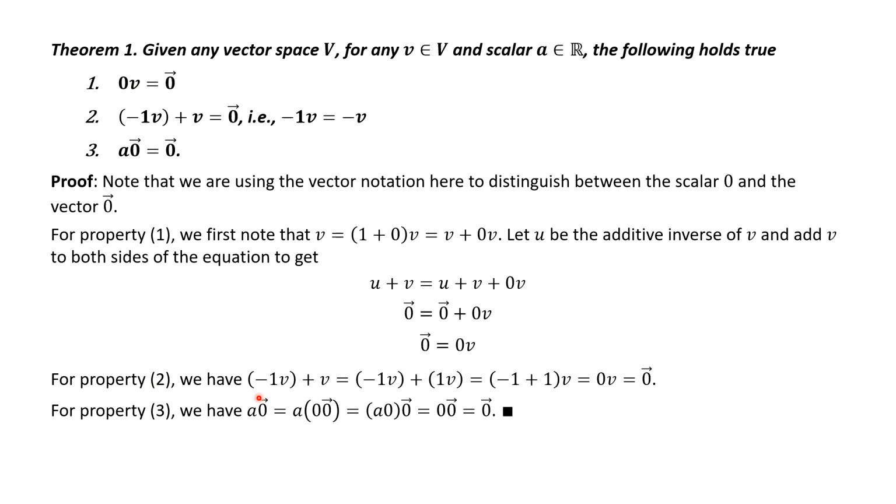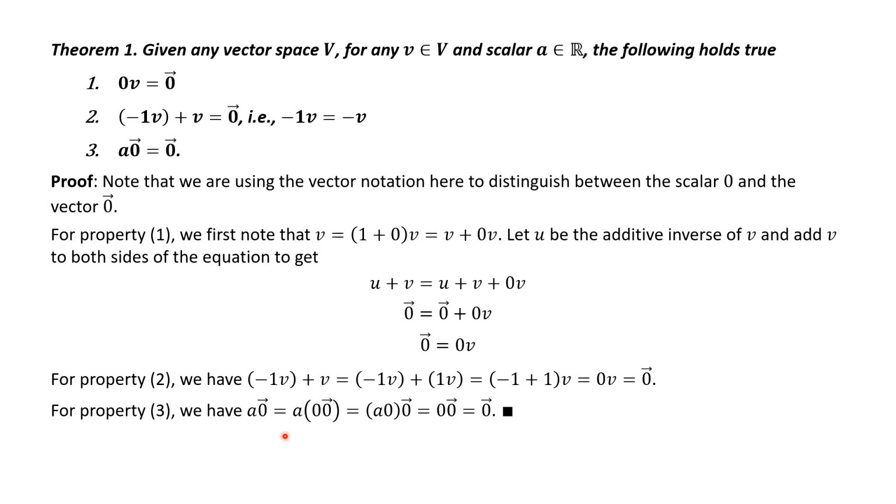The second one, we have minus 1 times v plus v. And then, going from here to here, we write v as 1 times v. That's from the multiplicative identity property for a vector space. Then we use the distributive law to factor the v out. And these are just real numbers, minus 1 plus 1, so they equal 0. And then you have 0 times v. And then we've proven in the previous identity that this is the 0 vector. So that gives us the second one.